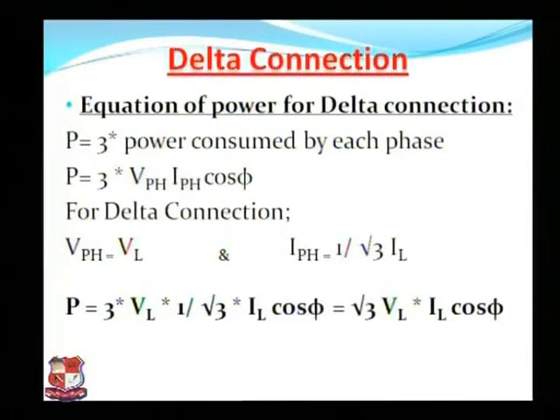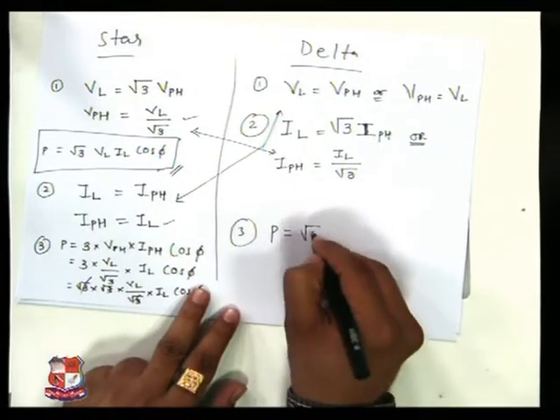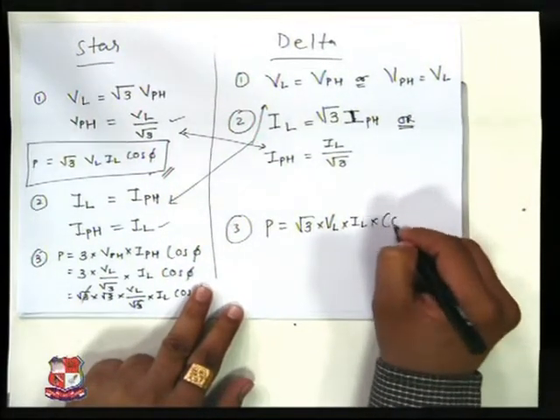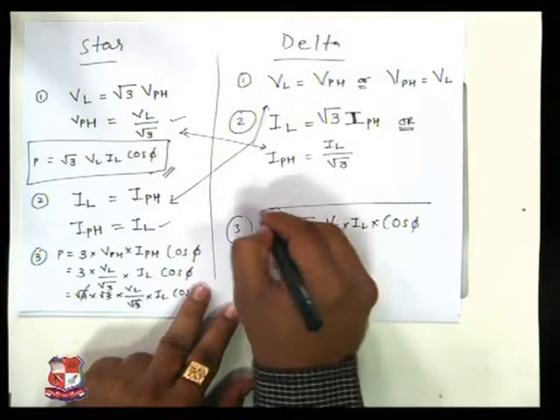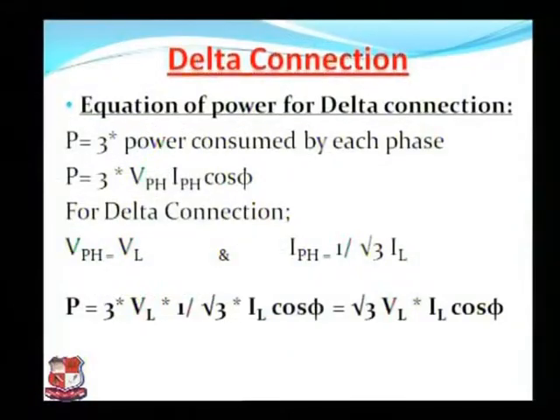We can write P equals 3 into VL into 1 by root 3 IL cos phi. Now 3 equals root 3 into root 3, so root 3 cancels out. Ultimately we find that P equals root 3 VL IL cos phi. Again it is common: the power consumed by a star connection or a delta connection is the same, root 3 VL IL cos phi. This is the power consumed by the delta system.